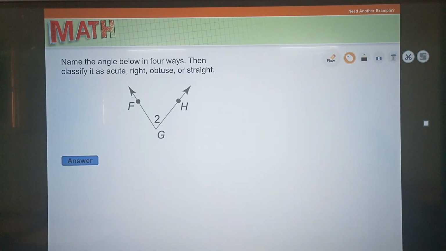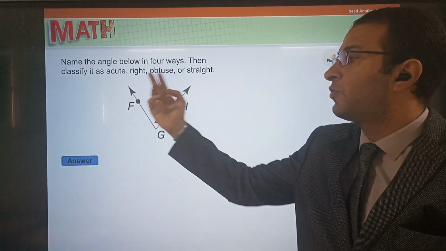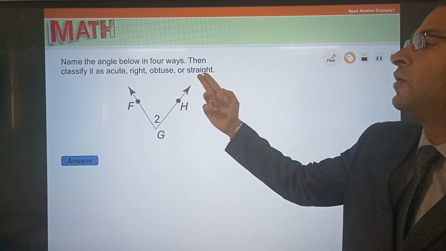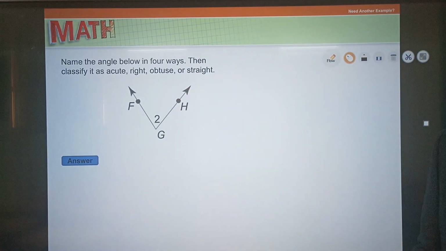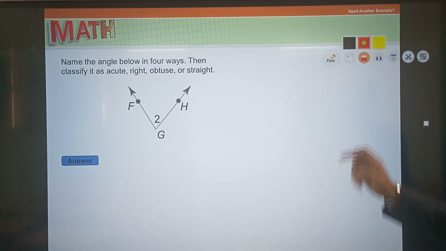Another example. This angle number 2, we can classify it by what type? It will be acute angle, or right angle, or obtuse angle, or straight angle. Excellent, my friend. You understand the lesson now.